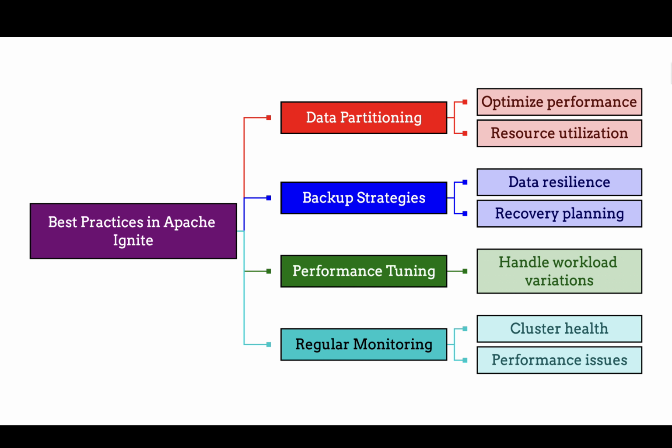Best practices in Apache Ignite. 1. Data partitioning. Effectively partition data across the cluster to optimize performance and resource utilization. 2. Backup strategies. Implement robust backup strategies for data resilience and recovery. 3. Performance tuning. Continuously tune performance parameters to handle workload variations. 4. Regular monitoring. Monitor cluster health and performance regularly to identify and resolve issues promptly.